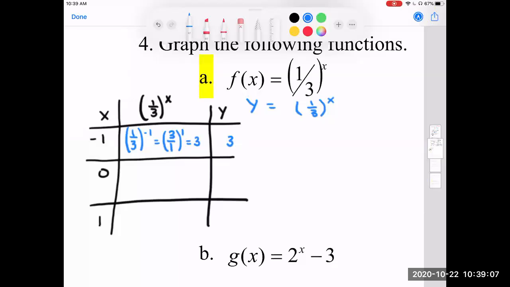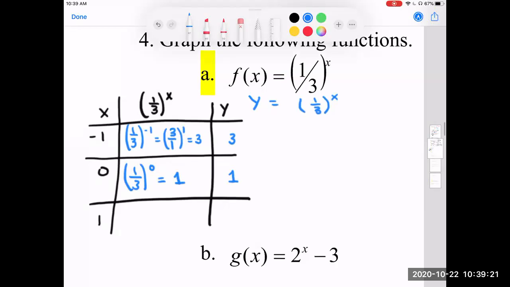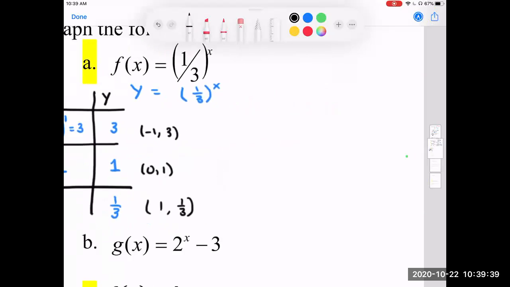Okay, what about 0? 1/3 raised to the 0 power. Anything to the 0 is 1, with the exception of 0. So 1/3 to the 0 is 1. And then we have 1/3 raised to the first power. If it's raised to the first power, it's just itself. So this gives us the points -1, 3; 0, 1; and 1, 1/3. Let's go ahead and graph those points.